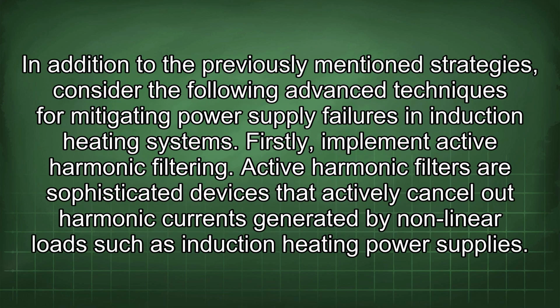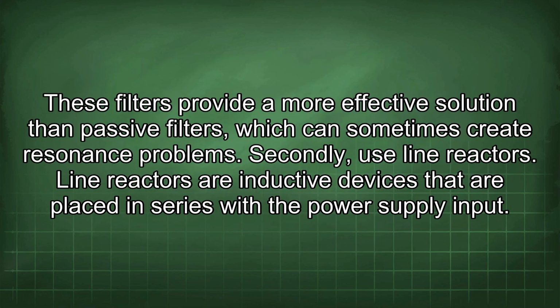In addition to the previously mentioned strategies, consider the following advanced techniques for mitigating power supply failures in induction heating systems. Firstly, implement active harmonic filtering. Active harmonic filters are sophisticated devices that actively cancel out harmonic currents generated by nonlinear loads such as induction heating power supplies. These filters provide a more effective solution than passive filters, which can sometimes create resonance problems.